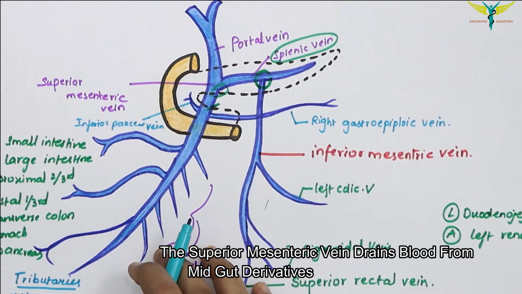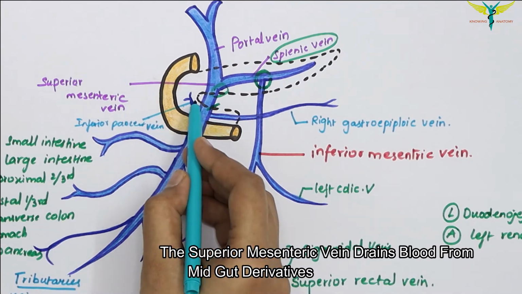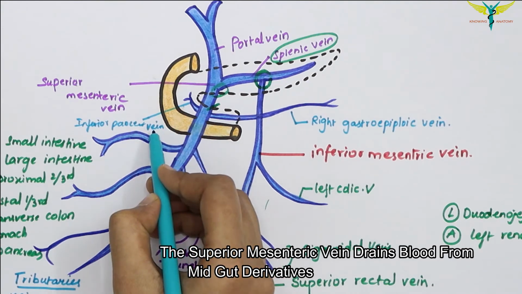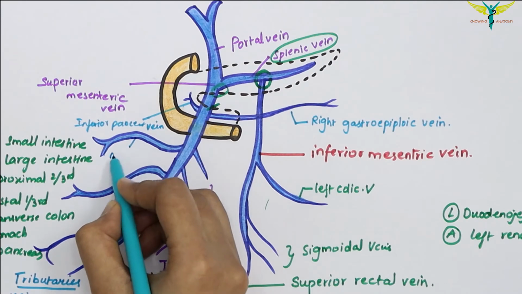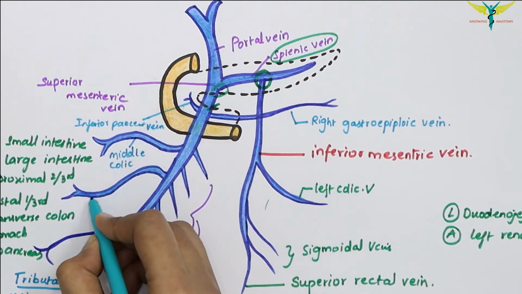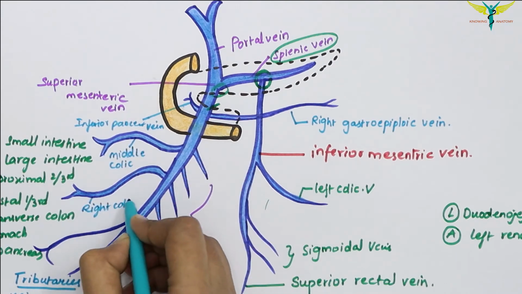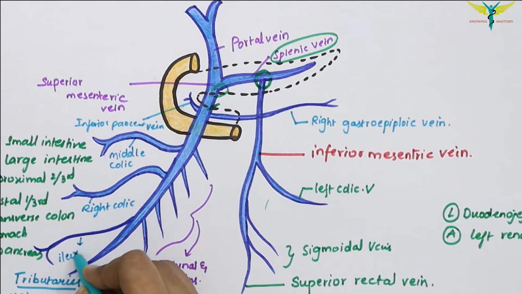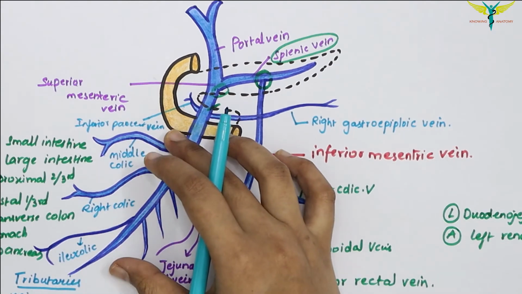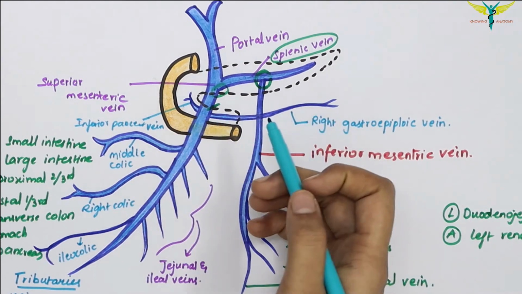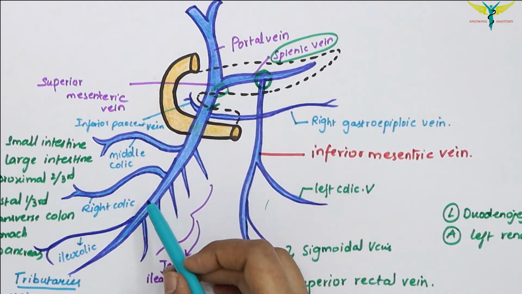So the branches of the superior mesenteric vein: this is the inferior pancreaticoduodenal vein, the right gastroepiploic vein, this is the middle colic vein, the right colic, the ileocolic, and these are the jejunal and ileal veins, and these branches correspond to the branches of the superior mesenteric artery.